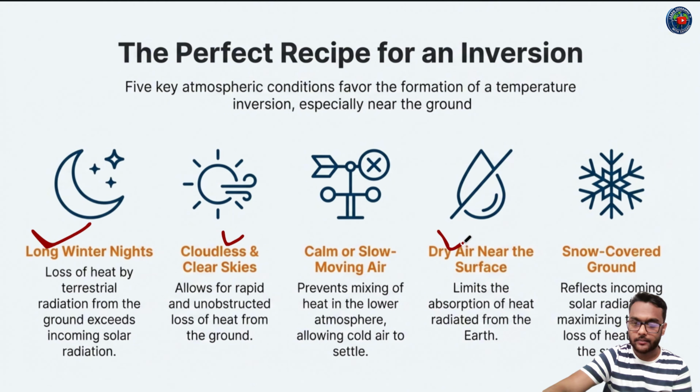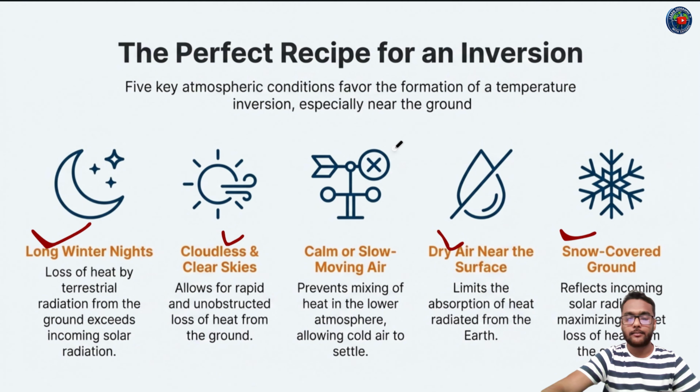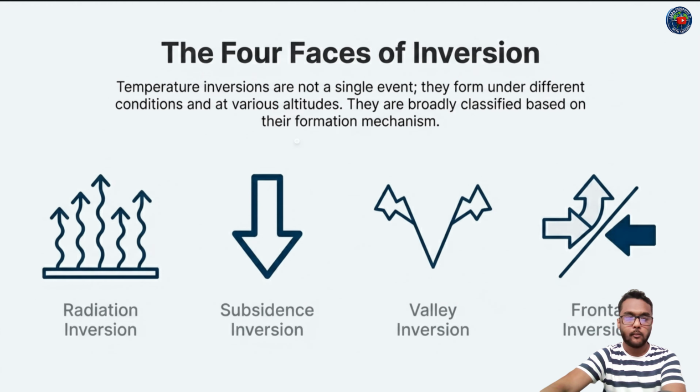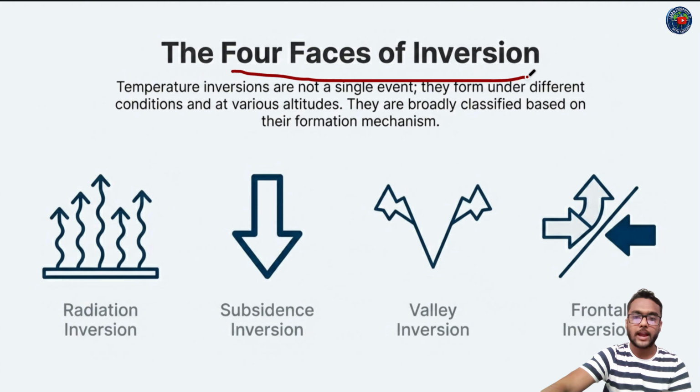Dry air near the surface limits the absorption of heat radiated from the earth. Then snow-covered ground reflects incoming solar radiation, maximizing the net loss of heat from the surface. Okay, all these: long winter nights, cloudless and clear skies, calm or slow moving air, dry air near the surface, snow-covered ground. These 5 conditions create the temperature inversion conditions.